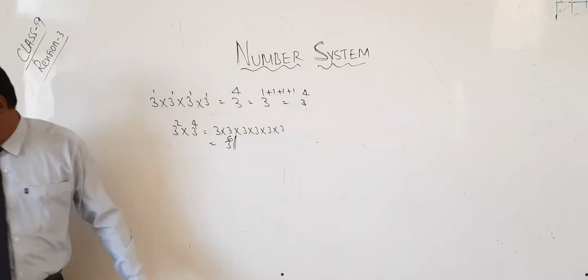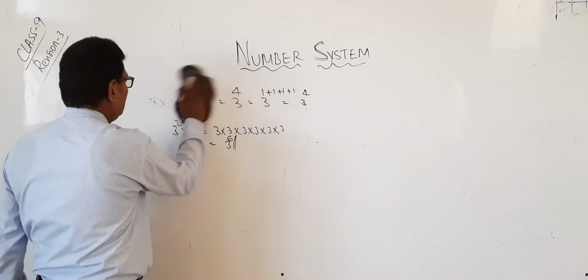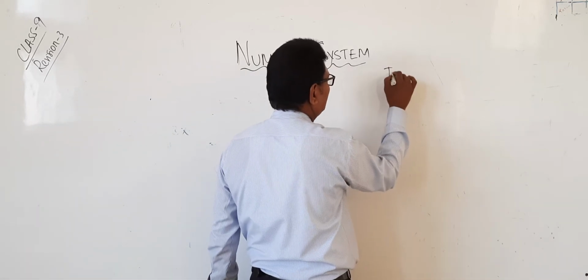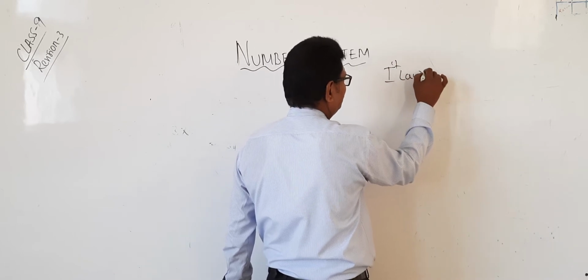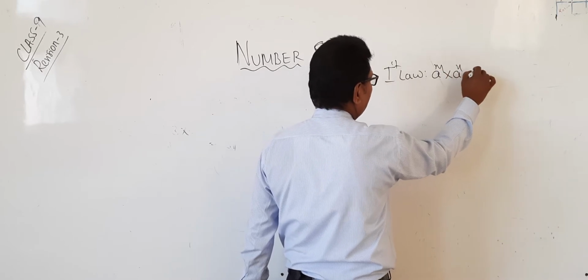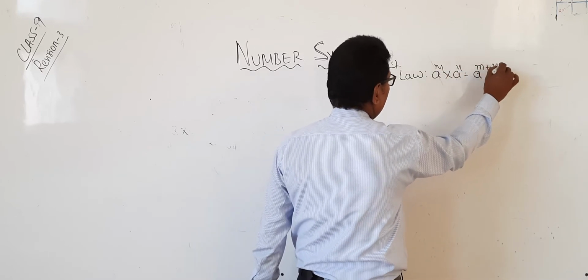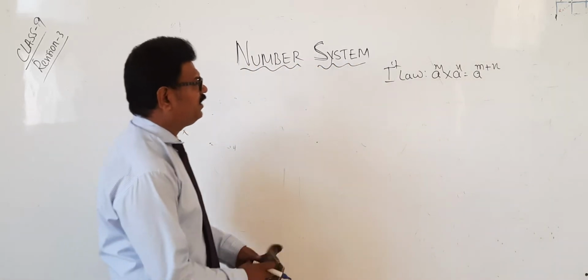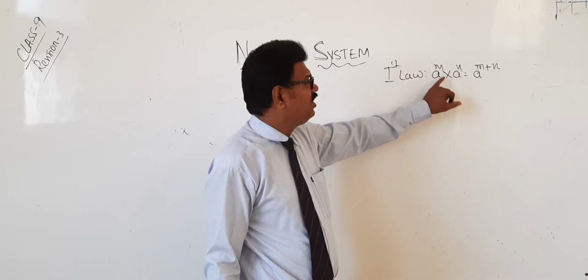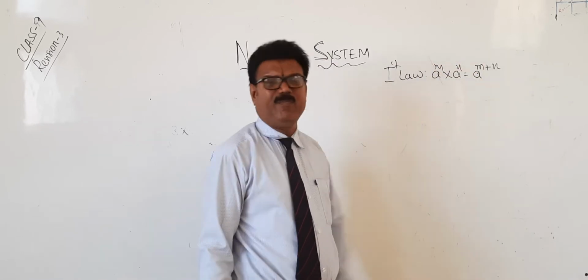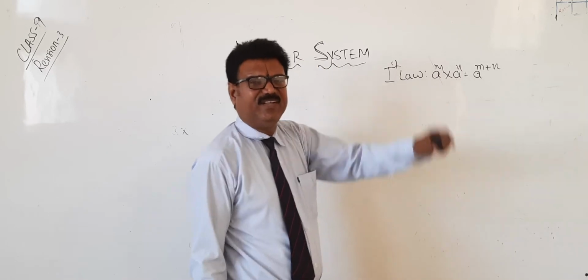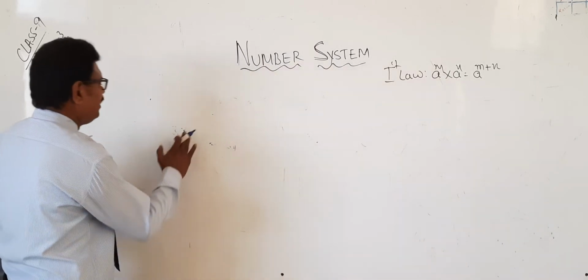How to write this in general? That is the first law. First law of exponent: a to the power of m into a to the power of n is equal to a to the power of m plus n. That means if the bases are the same, in case of multiplication, we can add the powers, whatever the powers may be.